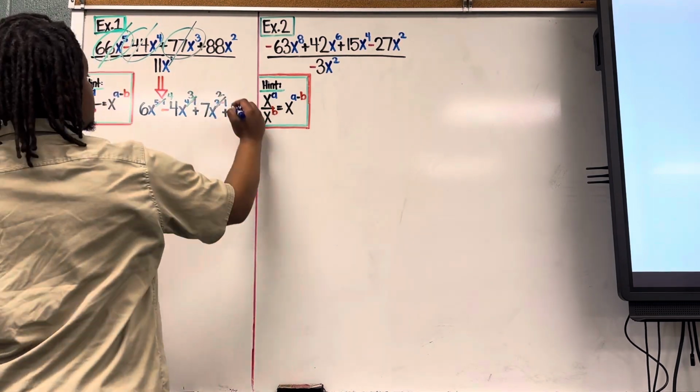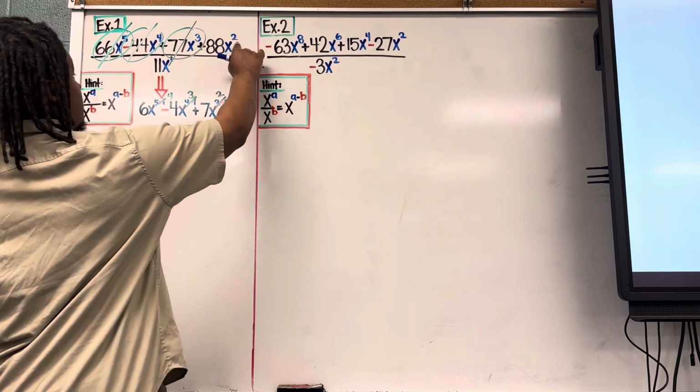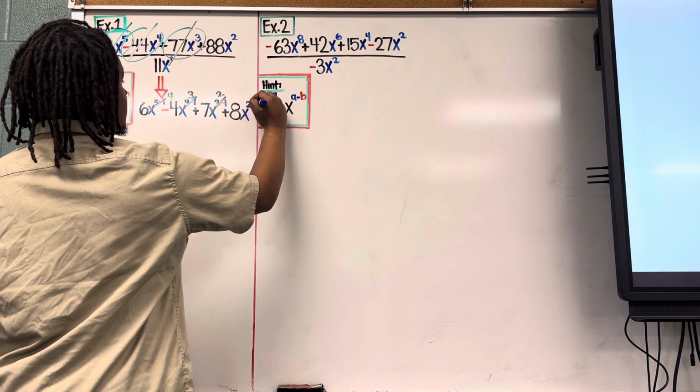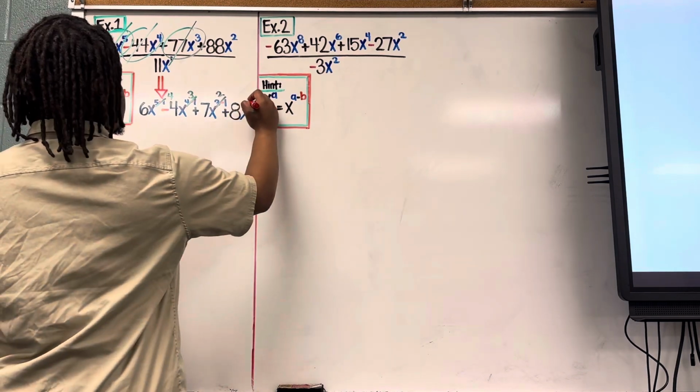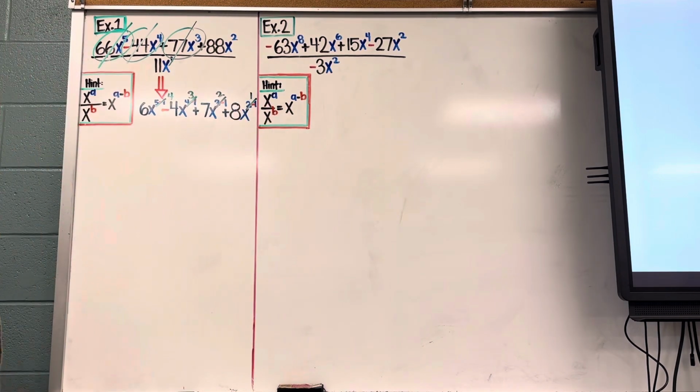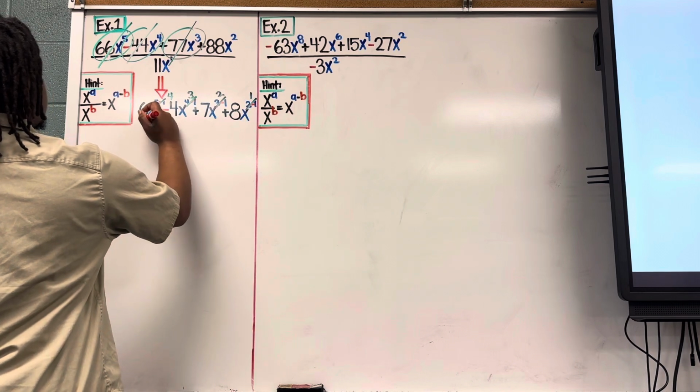And then it's going to be 8x, and then once again, I'm looking at the powers. I have to subtract the powers as I divide, which is going to be 2 minus 1, and 2 minus 1 is 1, right? So this is what I have. So I'm going to rewrite everything so you can clearly see it.